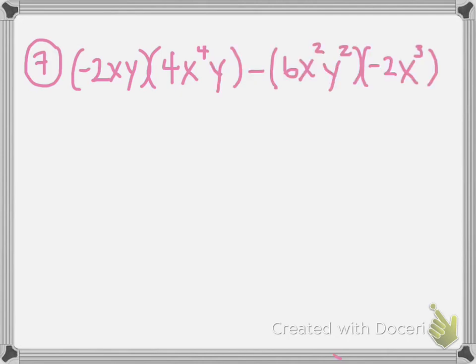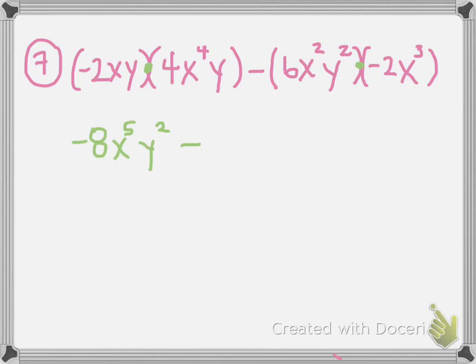Alright, let's do this one here. So, I have a negative 2xy times 4x to the 4th y minus 6x squared y squared times a negative 2. So what I'm going to do first is order of operations. So order of operations tells me I'm going to multiply first. Okay, so negative 2 times 4 gives me a negative 8. X times x to the 4th is x to the 5th. We add our exponents. And y times y would be y squared.